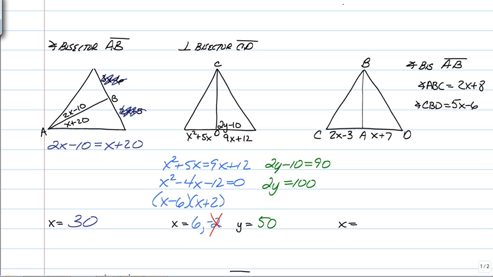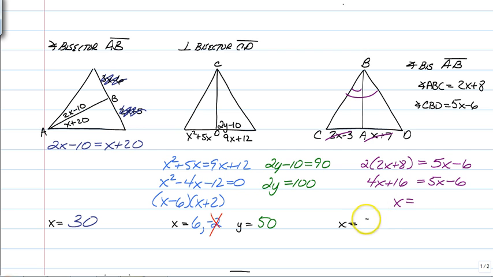Again, this is an angle bisector, not a segment bisector. So these guys are here to distract you again. We have ABC, which is this little guy, and we have CBD, which is the big guy. So this takes you back to angle addition. We have 2 times the little angle is equal to the big angle. So that's going to give us 4x plus 16 is equal to 5x minus 6. So x is equal to 22. All right? So those are some algebra problems.